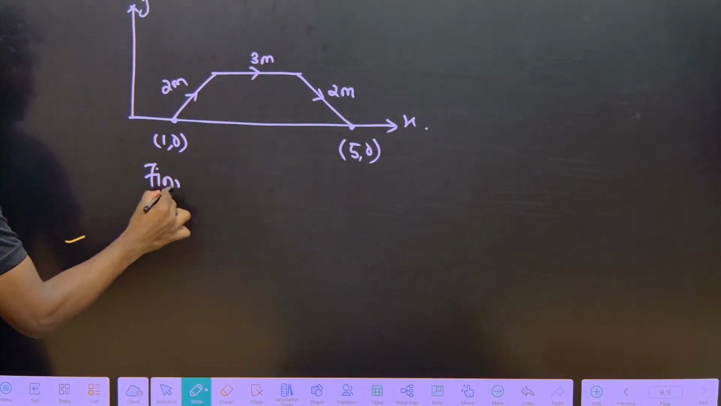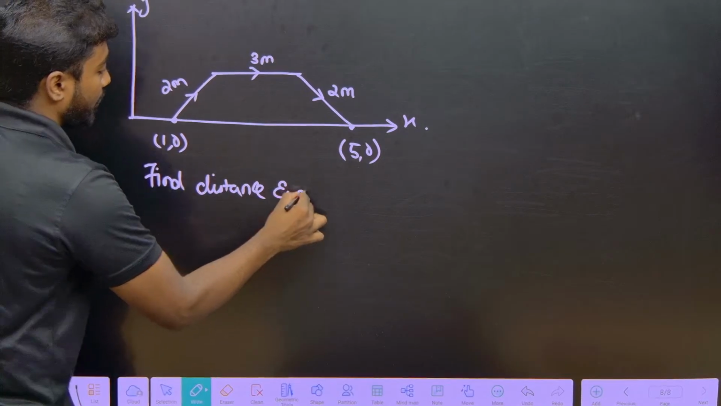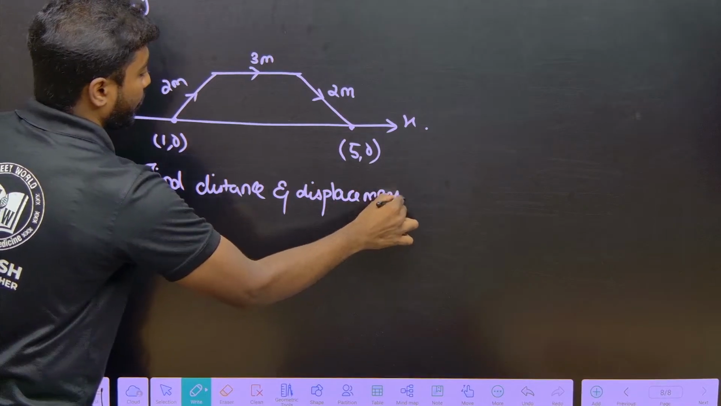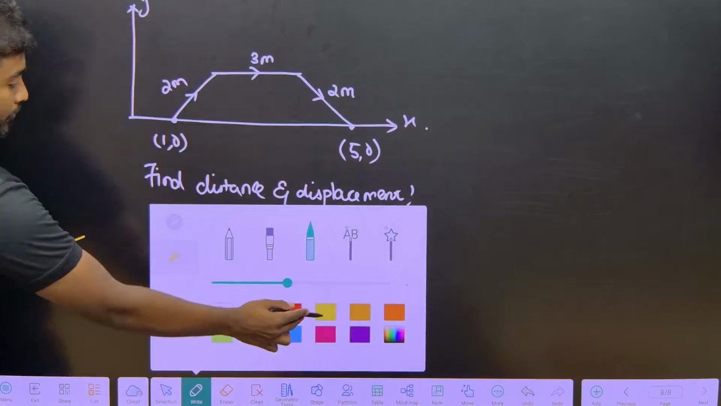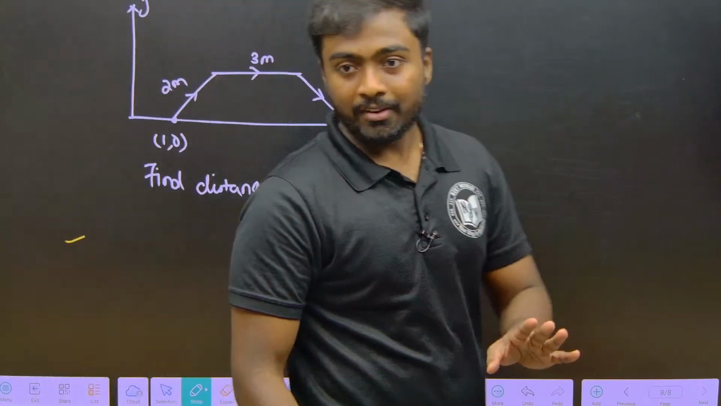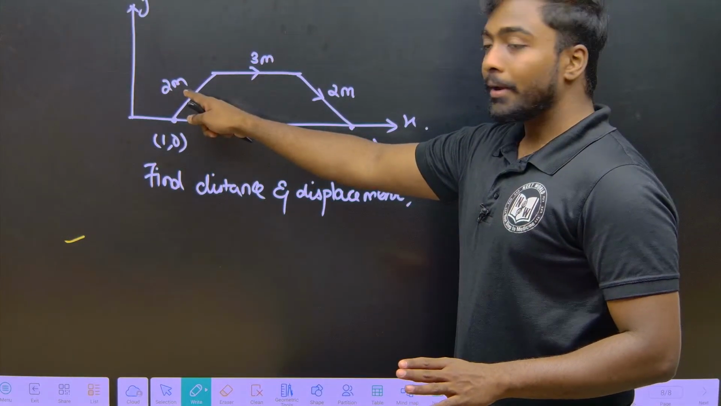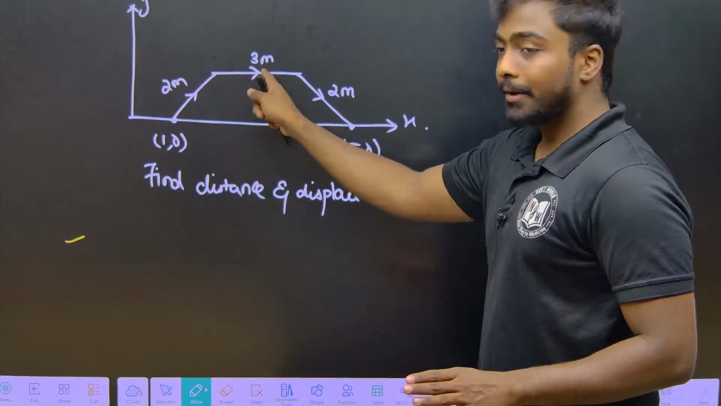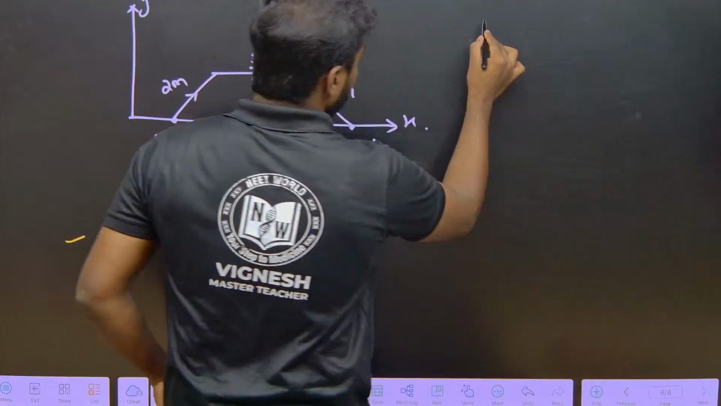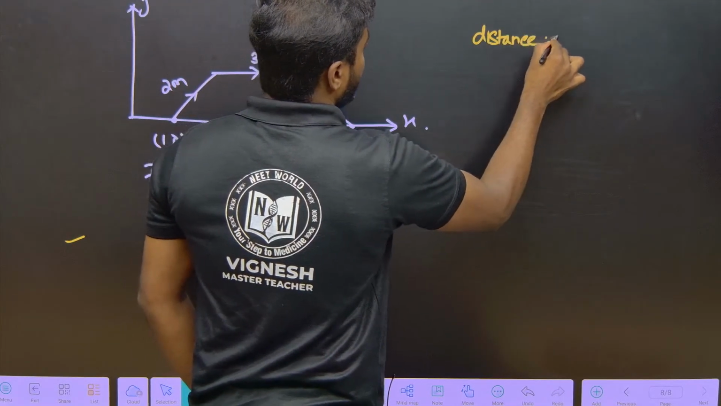Find distance and displacement. Give the answer. Distance will be plus 7 meters. It will be total distance now. So distance is 7 meters. From this point I am starting. So 2 meter, 3 meter, 5 meter plus 2 meter, it is 7 meter. So distance will be equal to 7 meter.